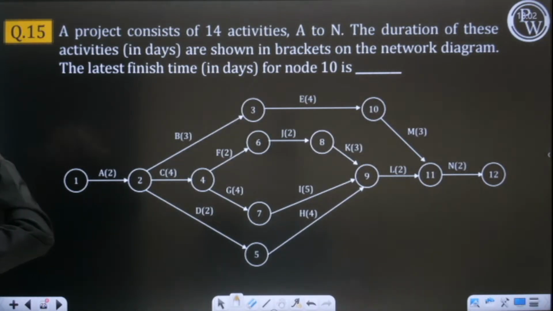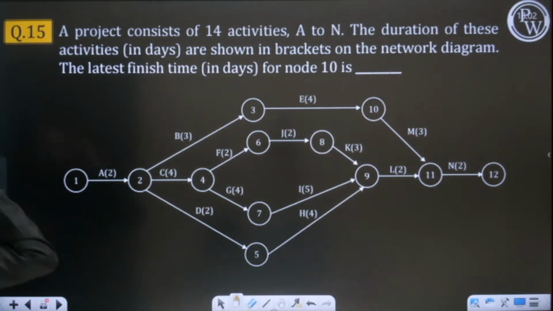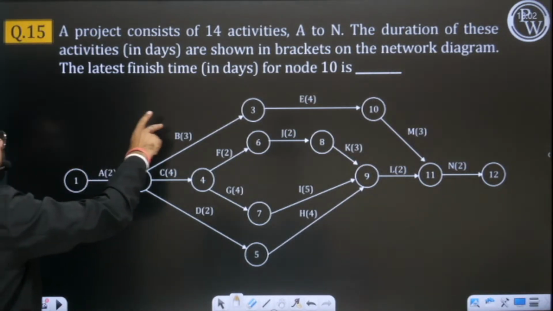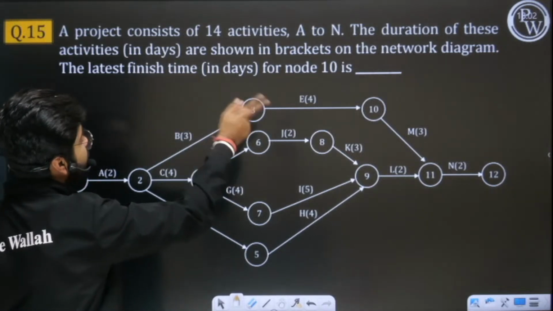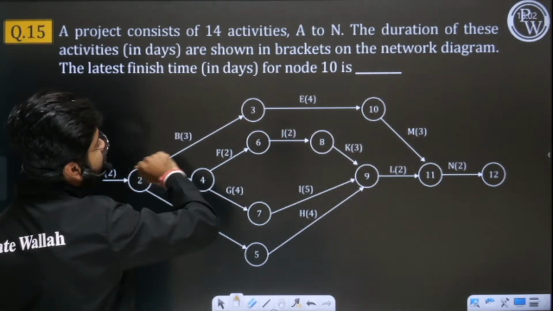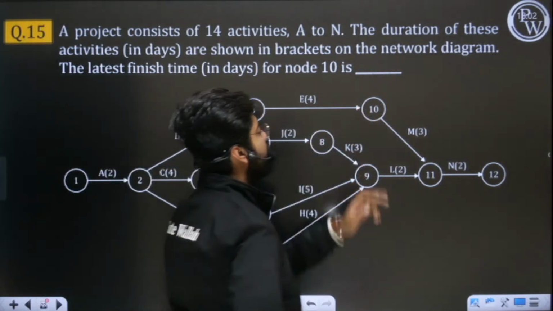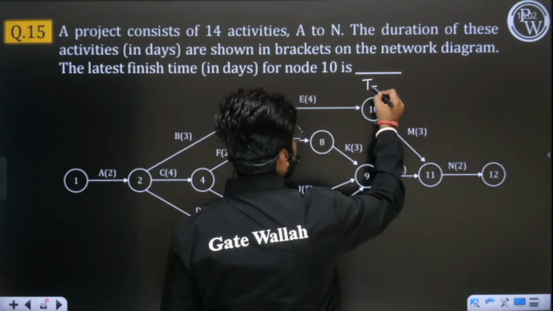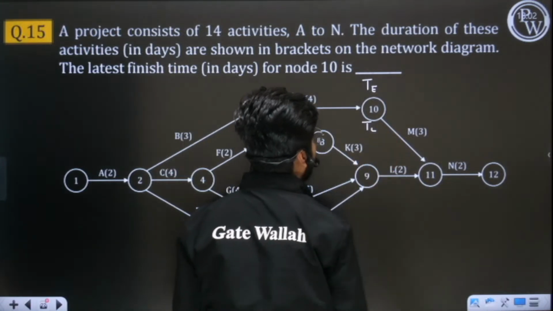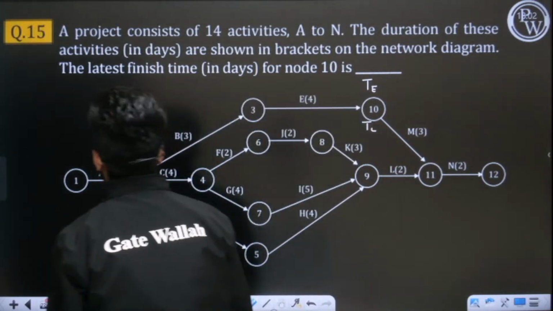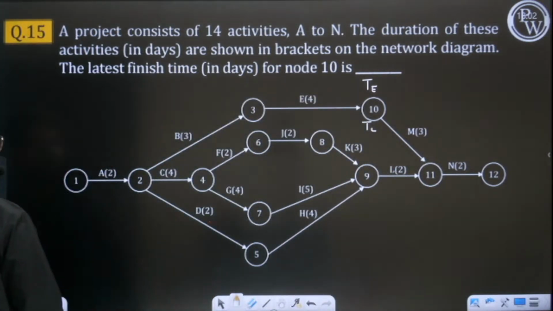They are saying to find latest finish time for node. So latest finish time for node cannot be there. Latest finish time is for any activity. So this is a wrong question. Because you can see for a node, you can find earliest event time and latest event time. You cannot find latest finish time. Okay, so let's skip this question.